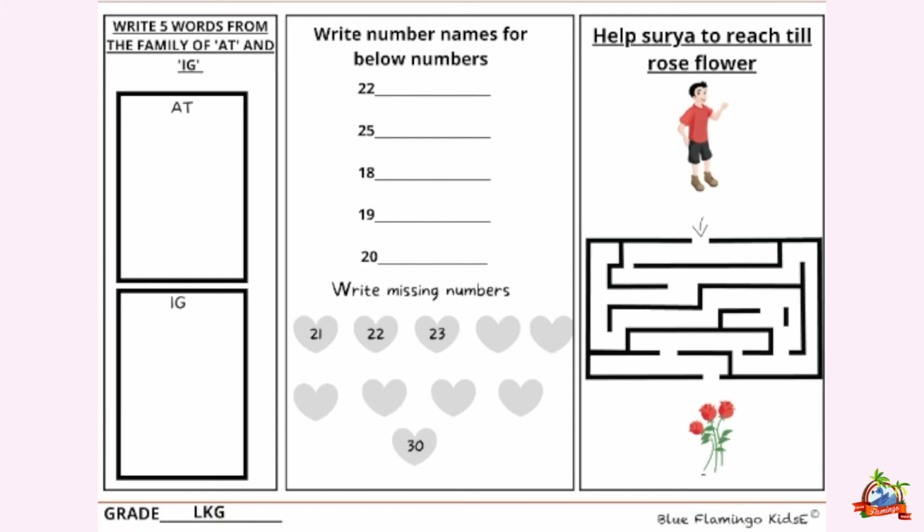Now see the last question of maths. Write missing number. You have to write the missing number and complete the counting. Like 21, 22, 23, 24, 25, 26, 27, 28, 29, 30. Understood? So let's revise counting from 1 to 50.